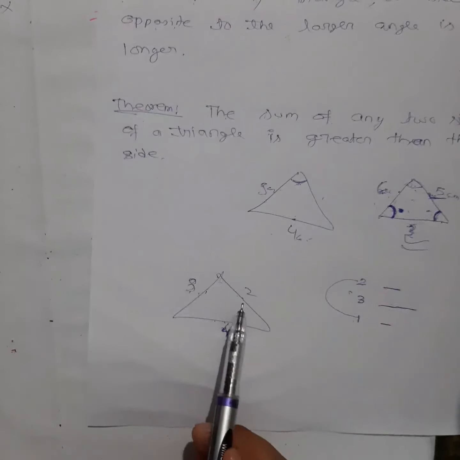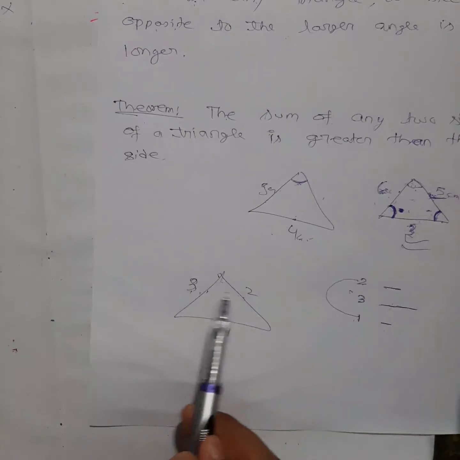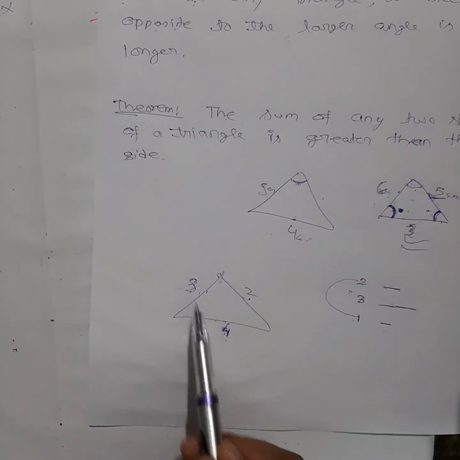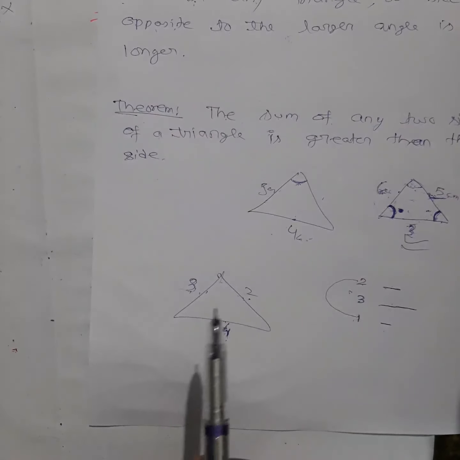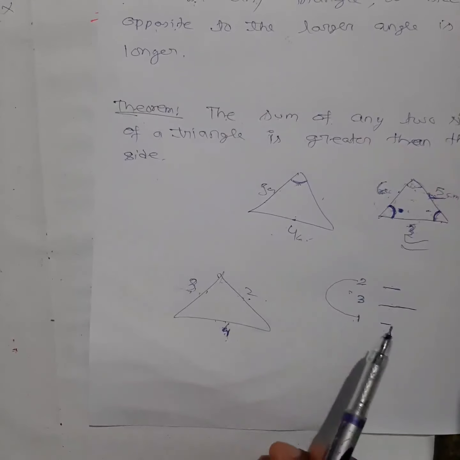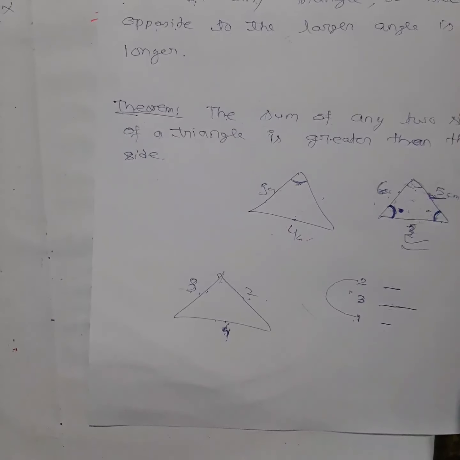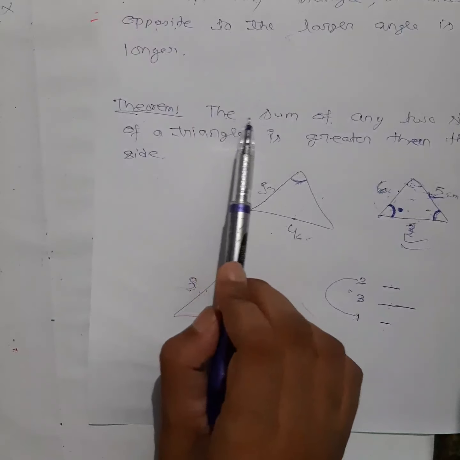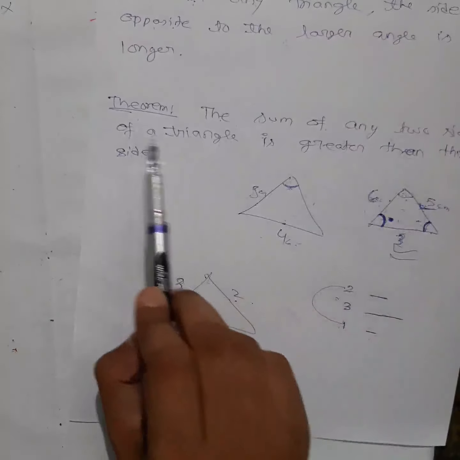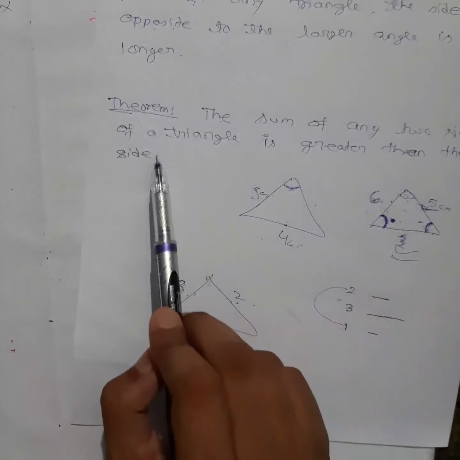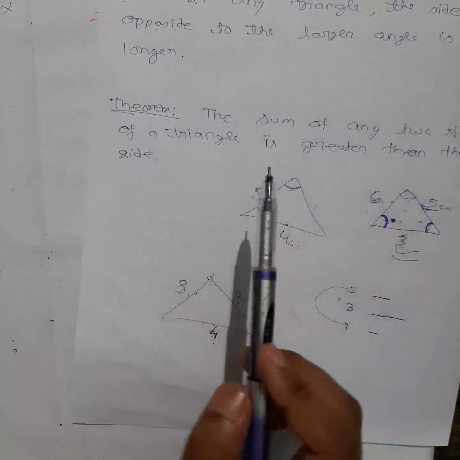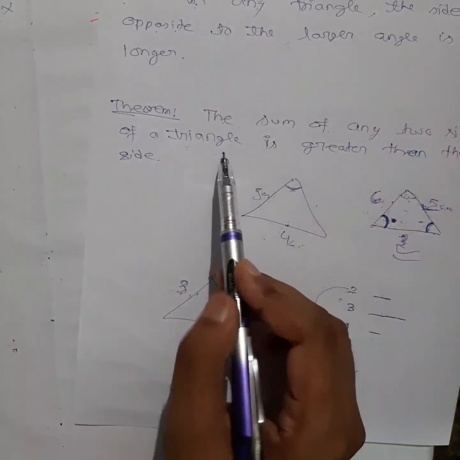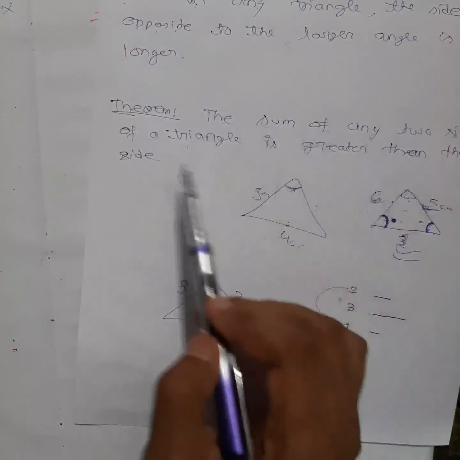So in a triangle, if the sum of any two sides is not greater than the third side, then you can never form a triangle out of those 3 lengths. So this theorem says the sum of any two sides of a triangle is greater than the third side. This is the theorem which you already studied in class 3 also, right? In class 3, class 4 you used to study all this.